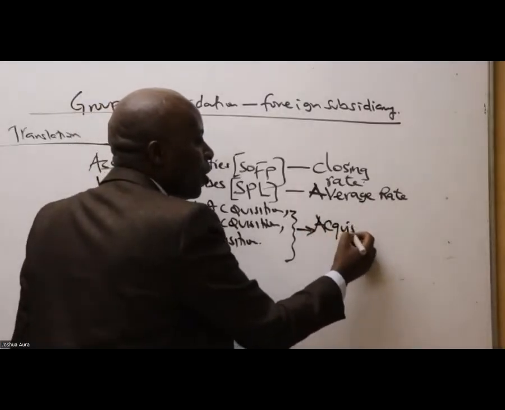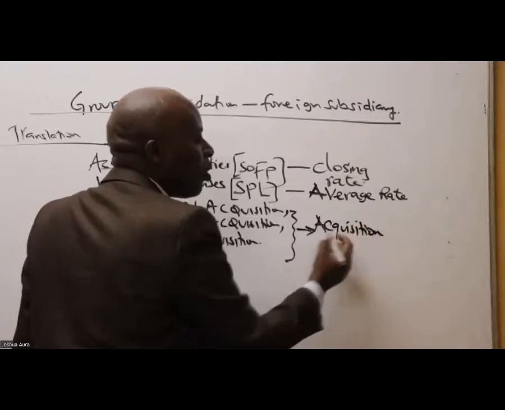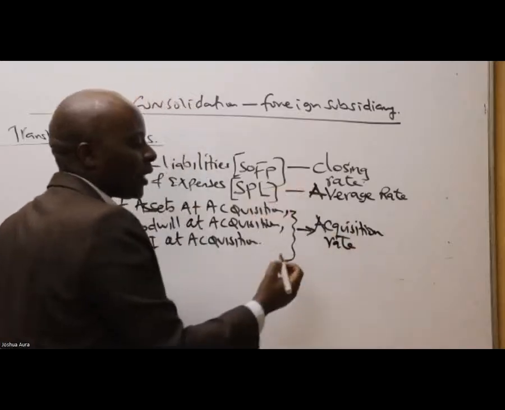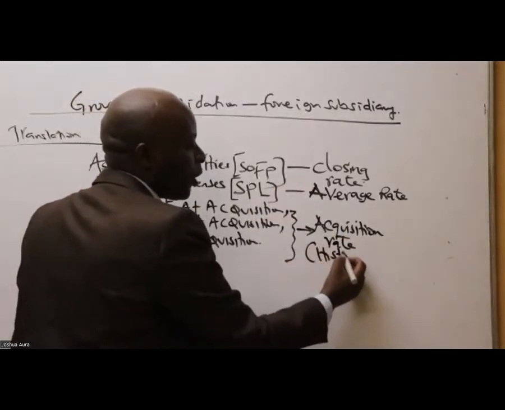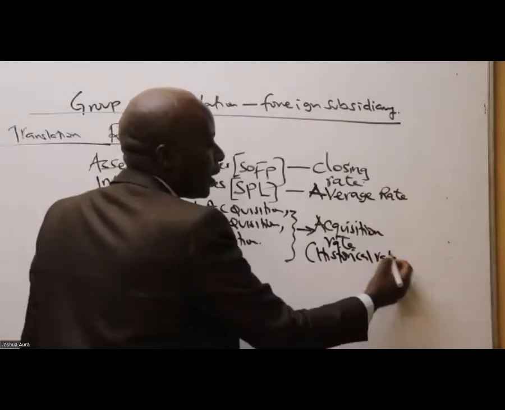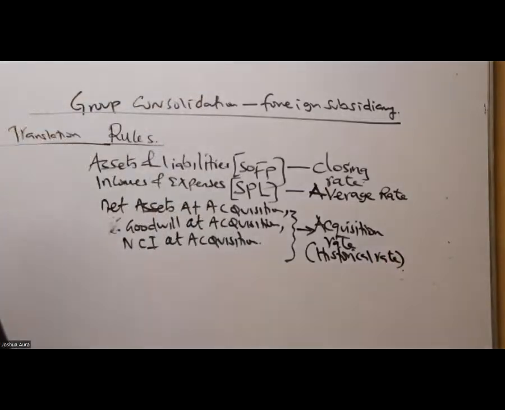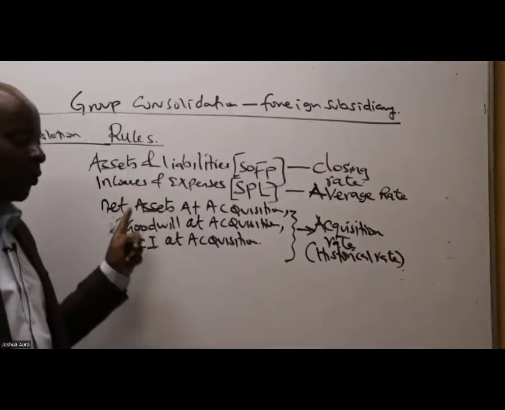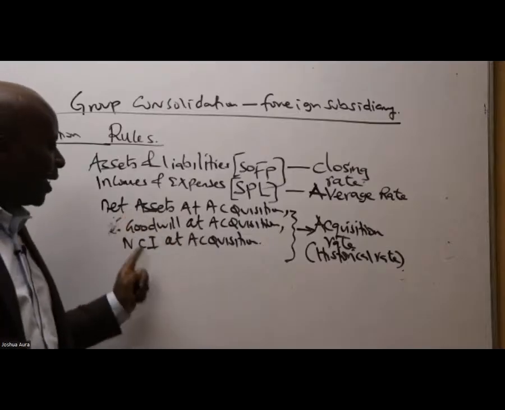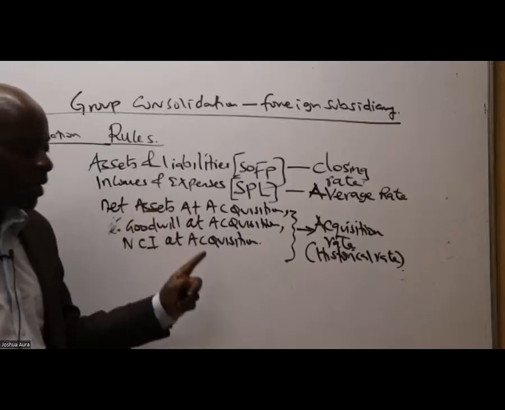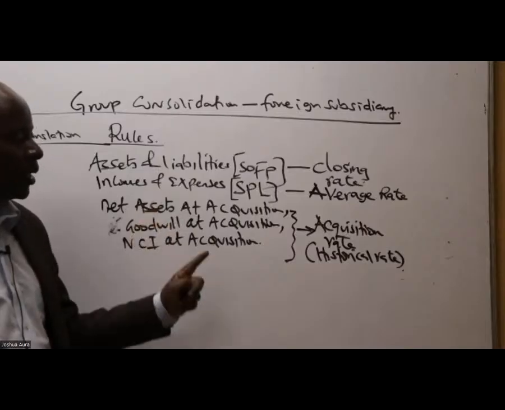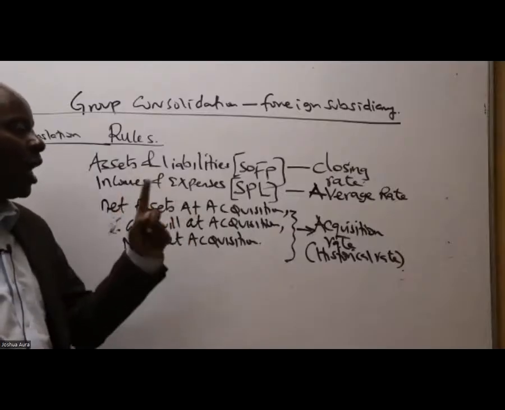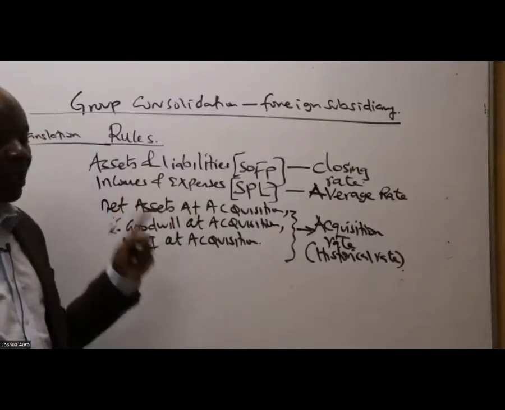The rate which existed on the date of the acquisition. So the acquisition rate, some books call this the historical rate. So anything you hear like net assets at acquisition, goodwill at acquisition, NCI at acquisition, these ones we shall always be translating using the rate that existed during the acquisition time, which is also known as the historical rate.